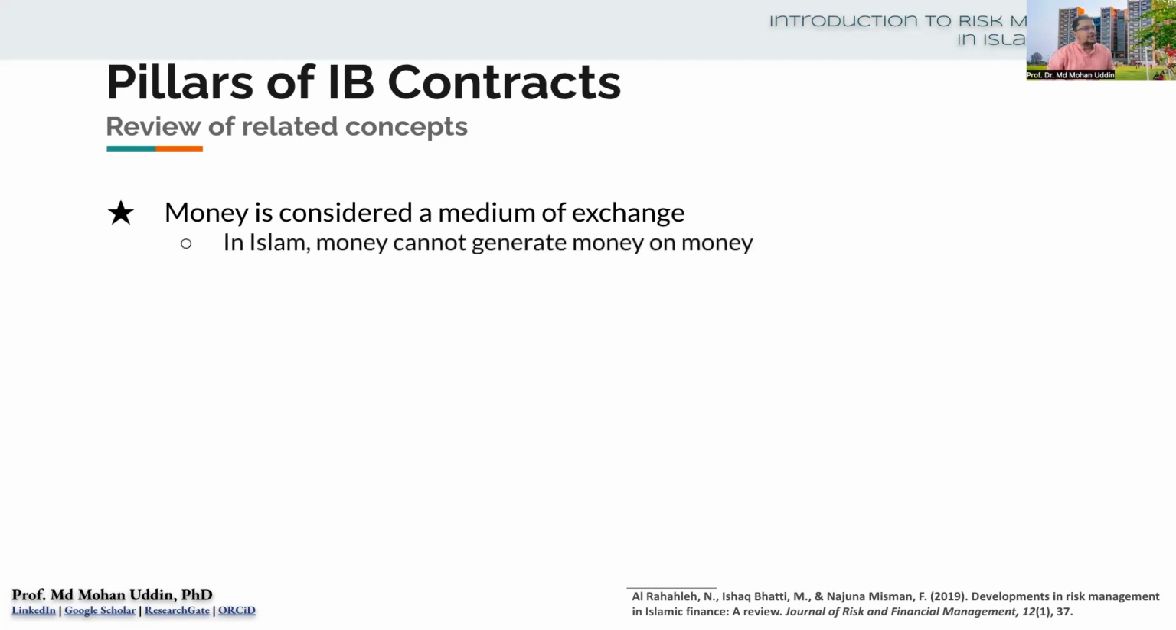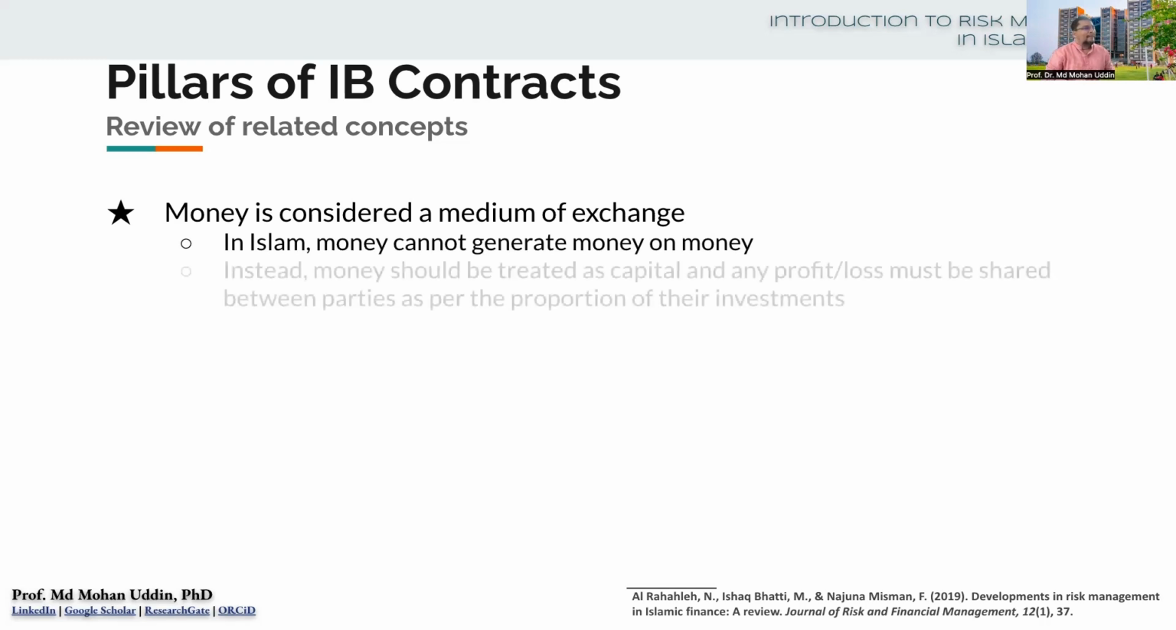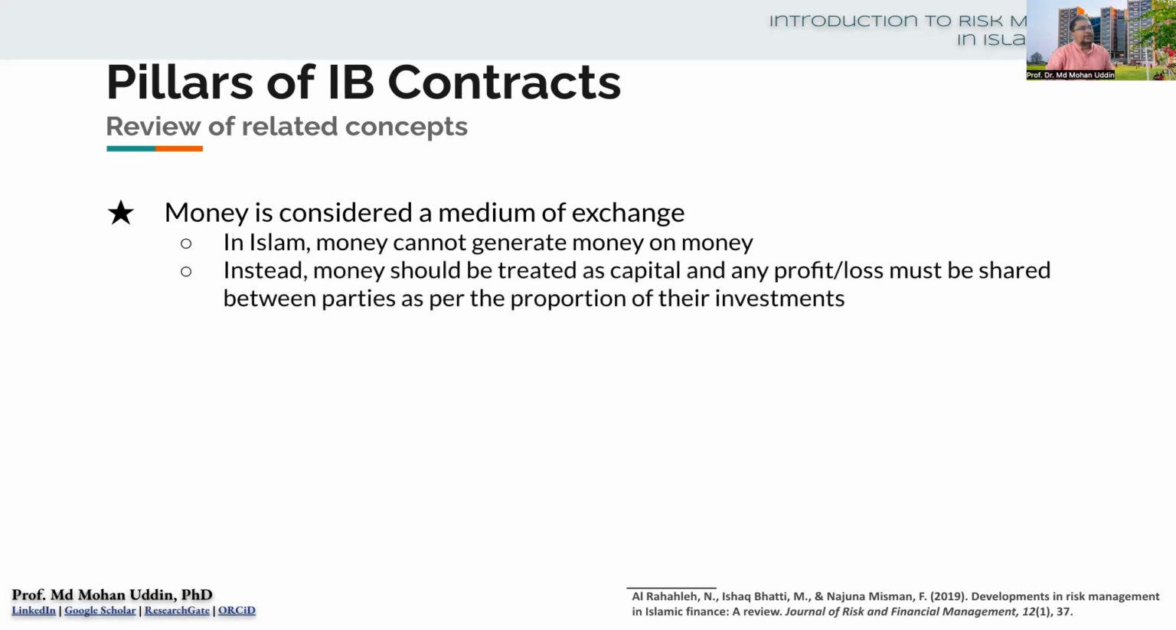So money should not generate money on money, something like that. Instead, money should be treated as capital, and any profit or loss must be shared between parties as per the proportion of their investment. And these transactions must be backed by asset. There must be some kind of asset behind, asset based or asset backed. Contract should not be entirely based on money. Money should not only produce money.